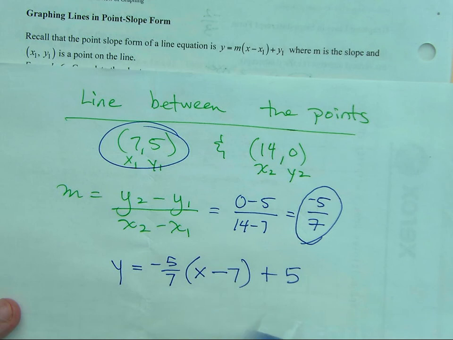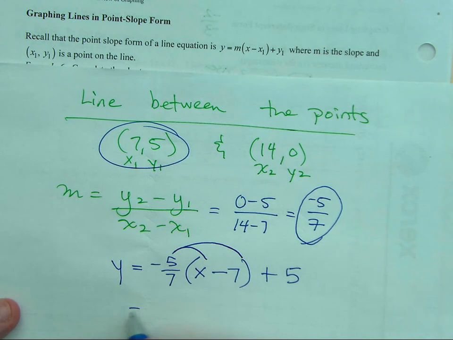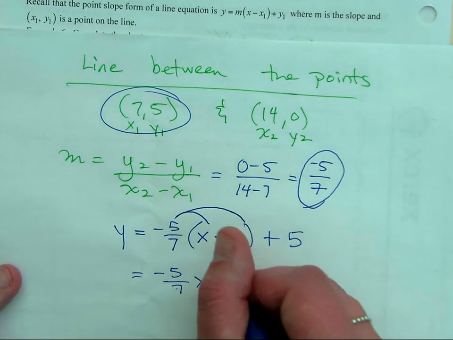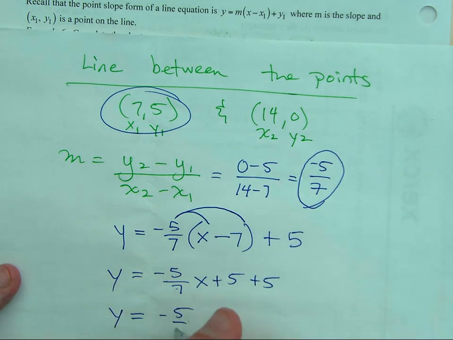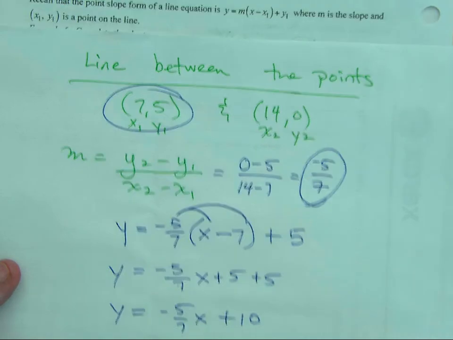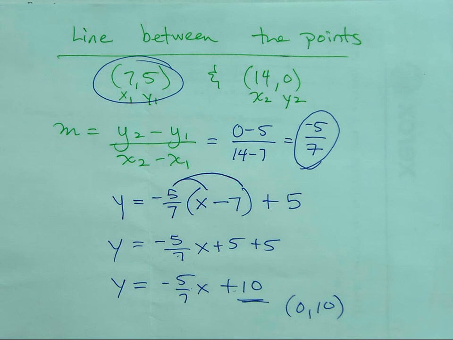Now, of course, I could rearrange this and then put it into slope y-intercept form. If I wanted to do that, I could distribute the slope and I get y equals negative 5/7 x. What's negative 5/7 times negative 7? Yeah, what's the sign? Positive 5, and plus 5. So I get y equals negative 5/7 x plus 10. How convenient that that worked out, okay? So my y-intercept would be (0, 10). And I just got that by using the point slope form.